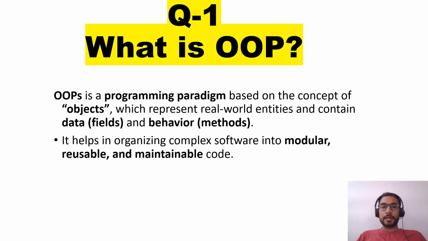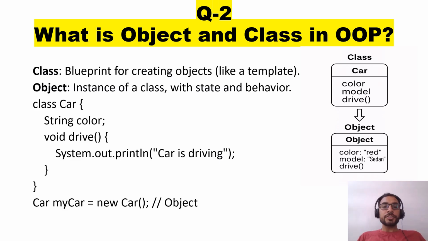Next, what is object and class in OOPS? A class is just a template or blueprint for creating objects. An object is an instance of a class with state and behavior. For example, we have a class Car. We have one field, String color, and a method drive. We create an object of that class Car: myCar = new Car.